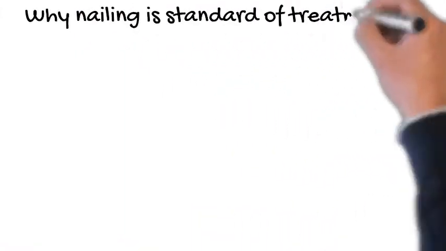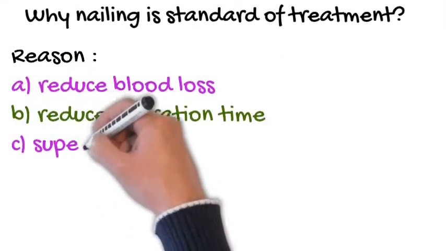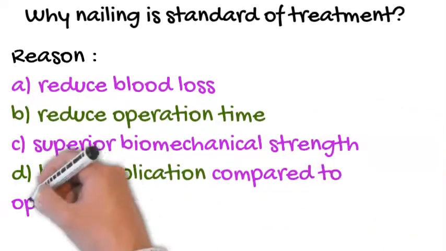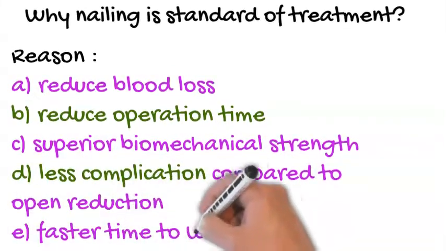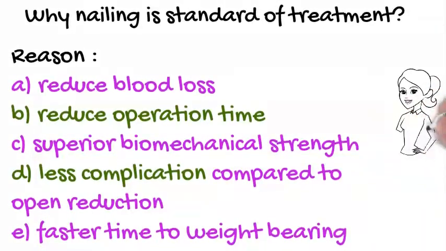Why is nailing the standard of treatment for femur fracture? The reasons: A. It reduces the blood loss. B. It reduces the operating time. C. Superior biomechanical strength compared to plate. D. Less complication compared to open reduction. E. Faster time to weight bearing.